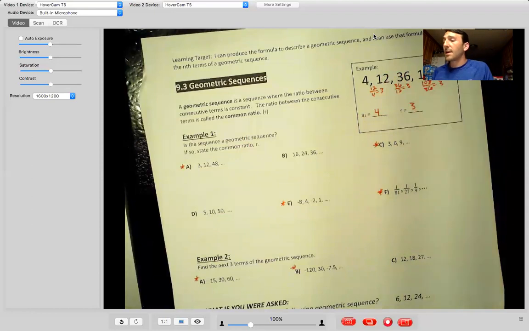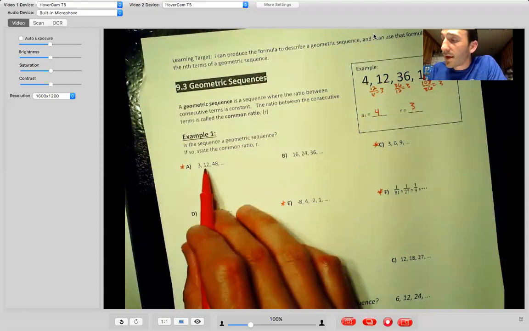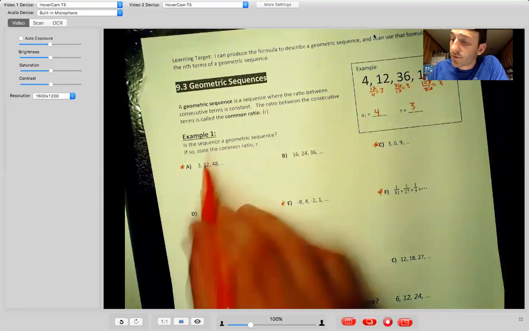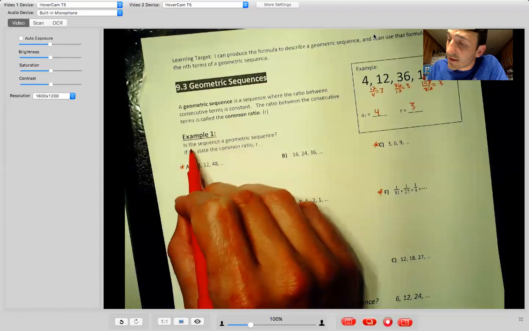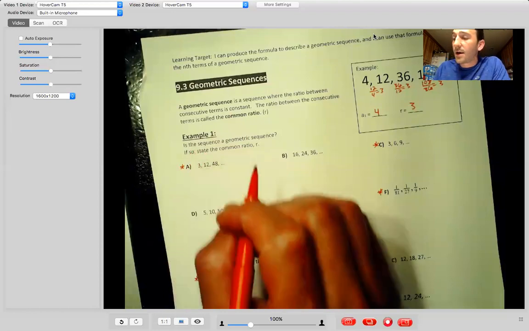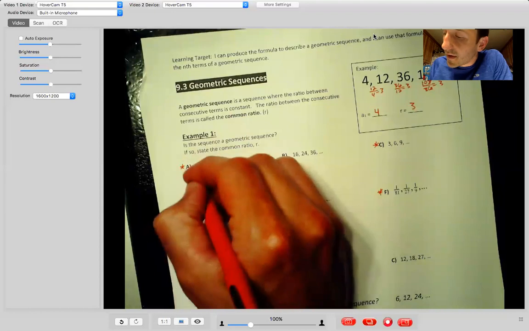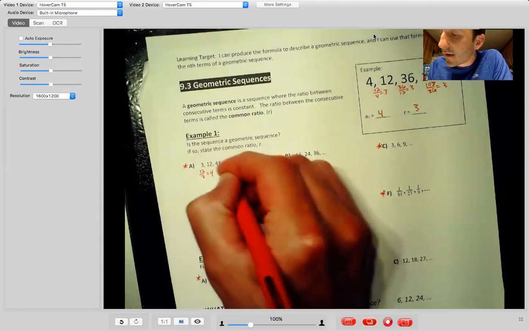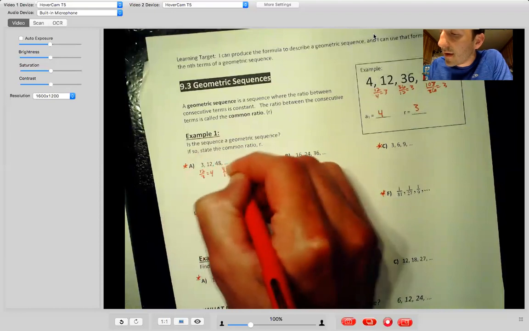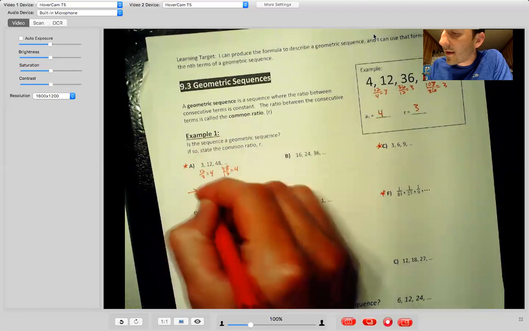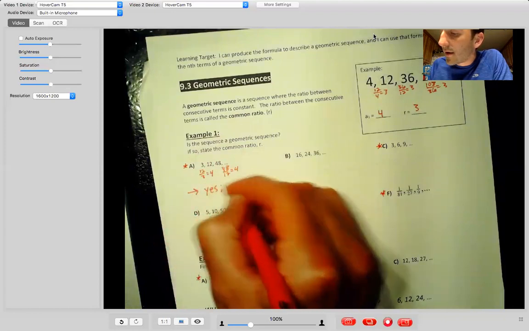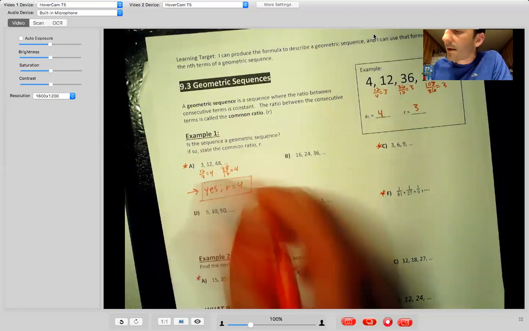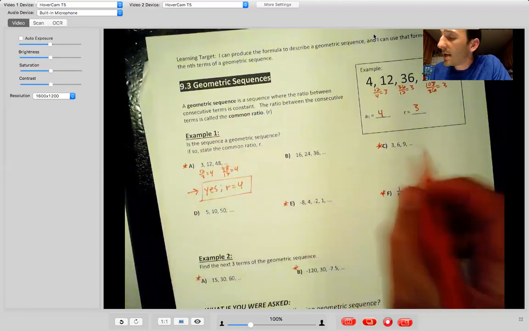And from that, we can do a lot with those two numbers. So that gets us to this next. Example 1 says, is the sequence a geometric sequence? If so, state what R is. So here we're going to say 12 over 3 is 4, and 48 over 12 is 4. So that would be a yes, where R equals 4. I'm going to skip around, skip to C.